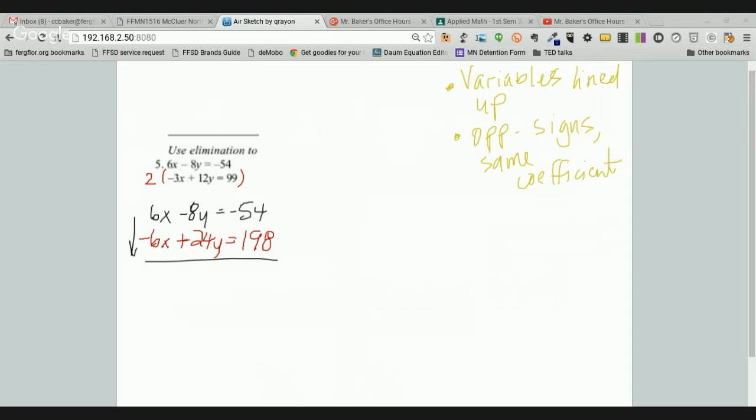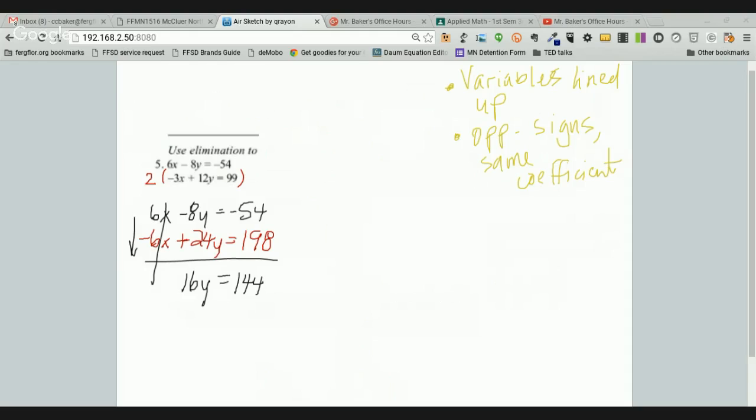And then when I add it down, 6 and -6 would cancel. I'd have a 16y here and a 144 right there, I think. Check my math if you're watching there. Alright, so I could eliminate the x.